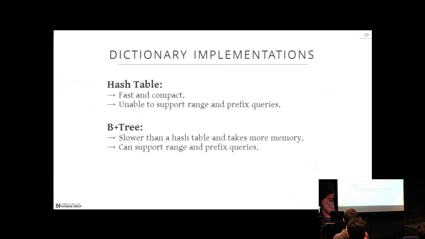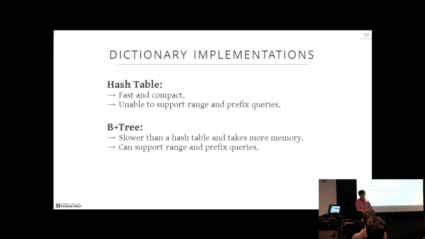All right, so how are we going to actually implement our hash table, or sorry, our dictionary? So we could use a hash table, right? The hash table is kind of nice because it's fast, it's compact, we do O(1) lookups. The problem, though, with the hash table is that you're going to lose that order-preserving guarantee that we want, right?